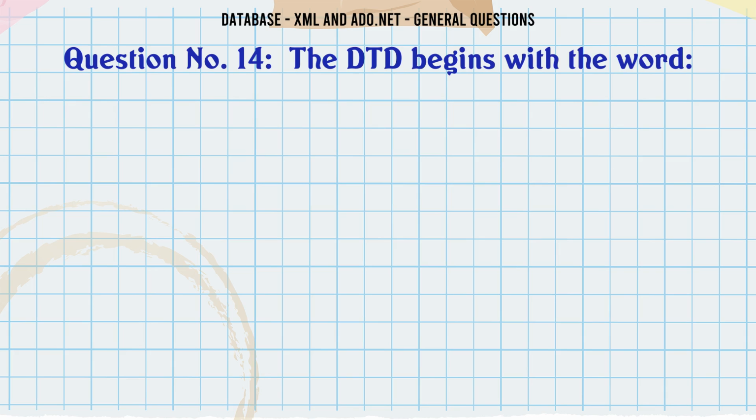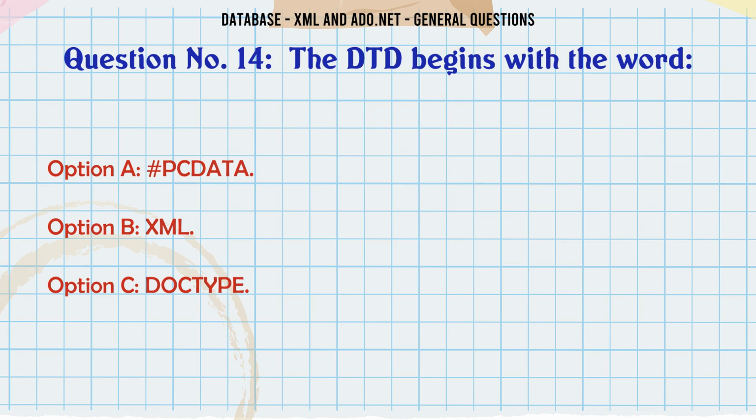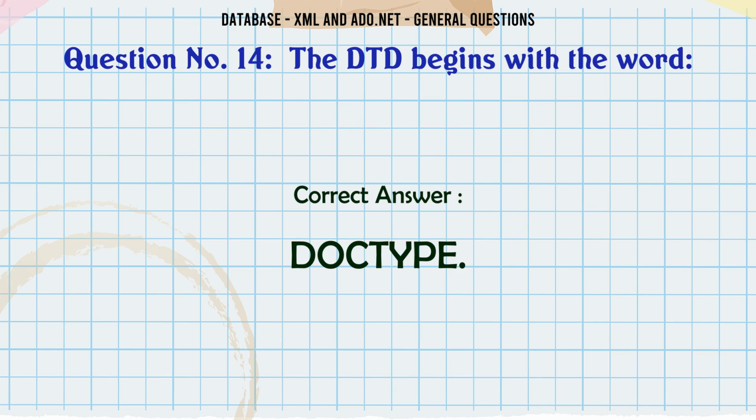The DTD begins with the word A. Peak data, B. XML, C. Doc type, D. HTTPS. The correct answer is doc type.